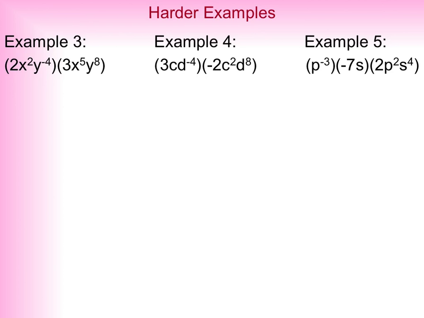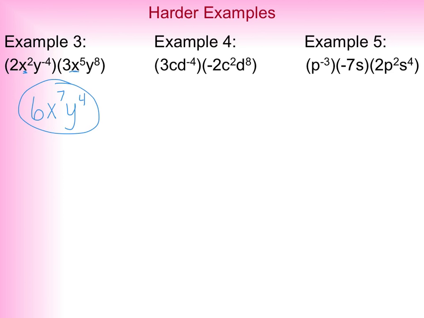Example 3, we've got first 2 times 3, which is going to give you 6. Looking at your x bases, you've got x squared times x to the 5th, so we're going to add those to get x to the 7th. And then we have y to the negative 4, and then y to the 8th. So we're still adding, it's just using integer rules. If you add negative 4 plus 8, you're going to end up getting positive 4. And from there, we are done.